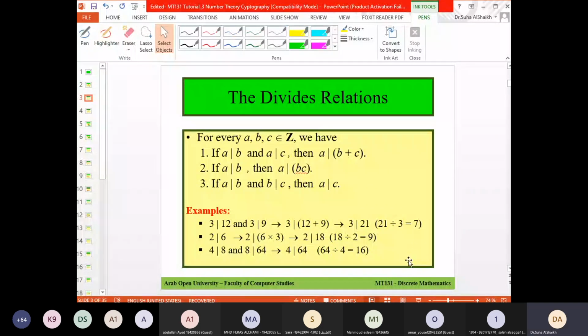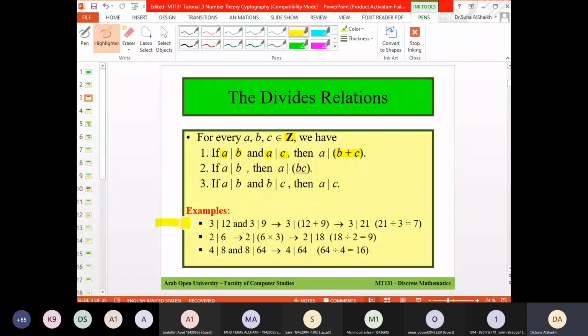For the division thing, we have the following rules. If I have A, B, C كلهم in Z, all of them are integers. I'm not talking about decimals. If A divides B and A divides C, the same A, then A will divide their sum. It makes sense? إذا كان يقسم البي ويقسم السي راح يقسم مجموعهم.